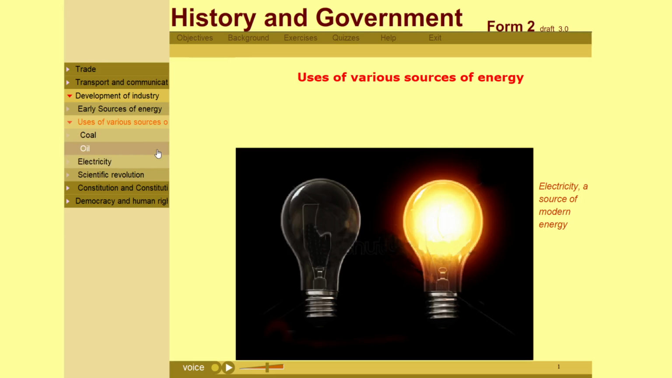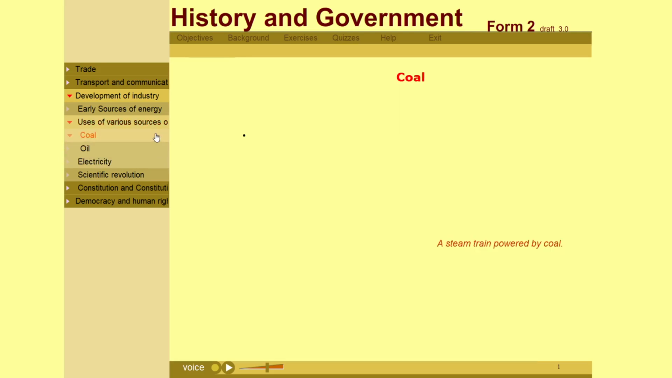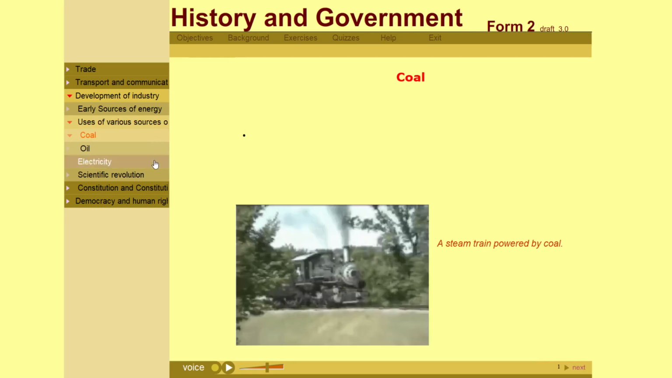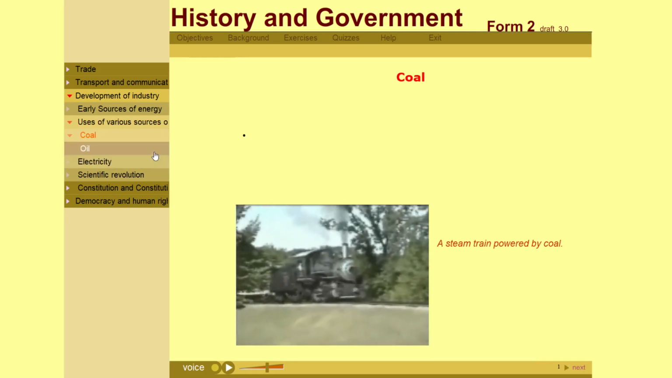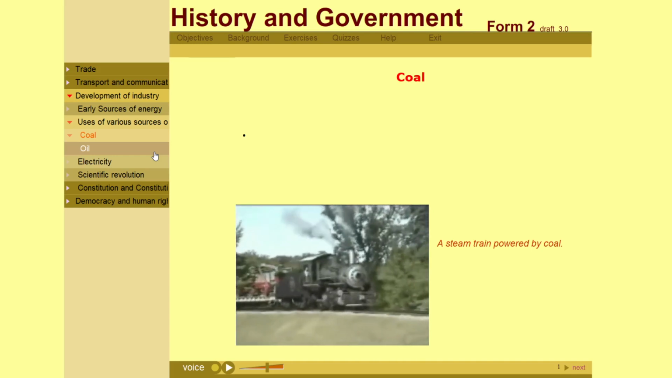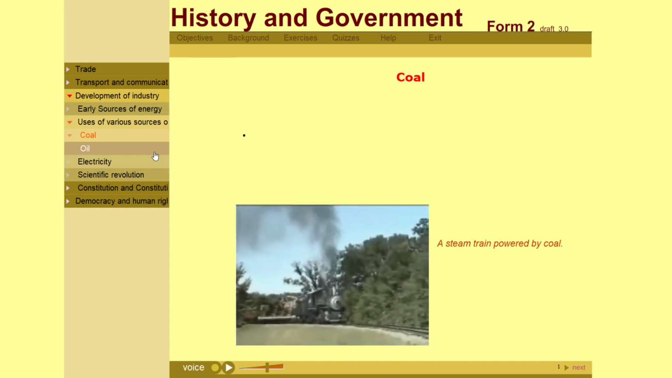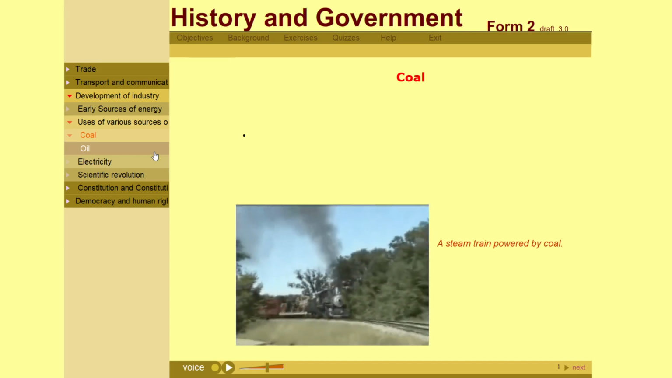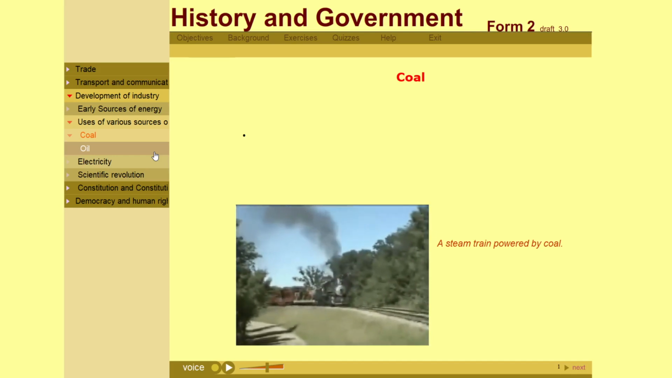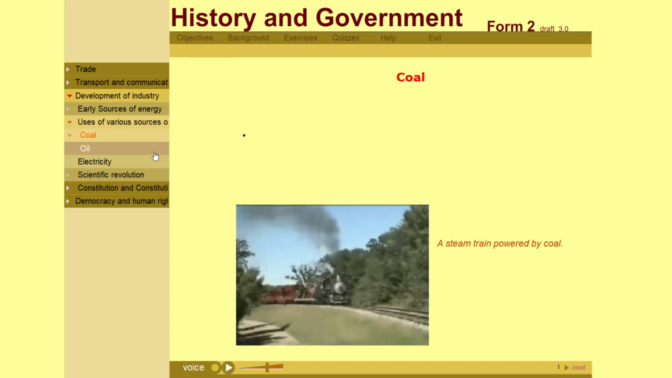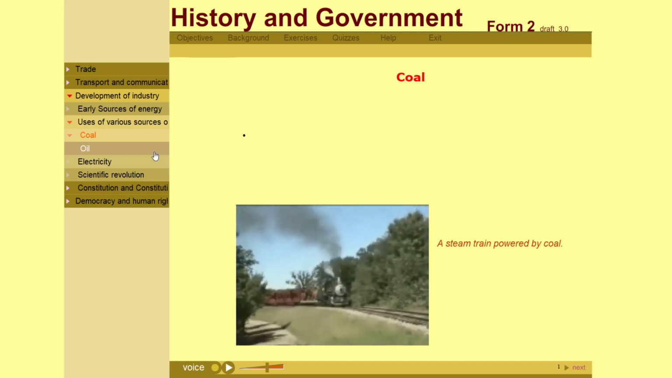We have discussed the early sources of energy. Let us now turn our attention to modern sources of energy. Coal is an example of a modern source of energy. It is a compact or dark brown carbonaceous rock. It is made up of decomposed vegetative material. There are 4 types of coal, namely peat, lignite, bituminous, and anthracite.